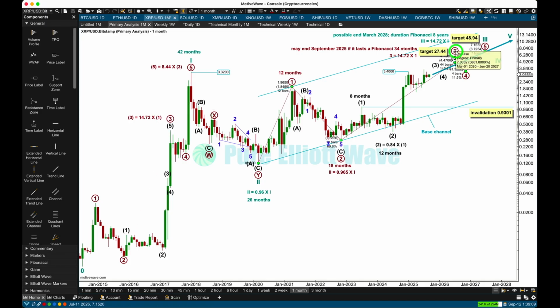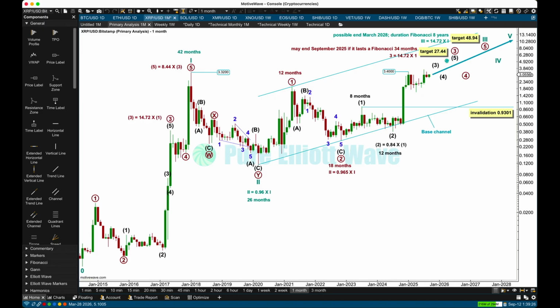My targets for primary 3 remain the same. 27.44 is calculated using 14.72. That's not a Fibonacci ratio, that's this ratio here. The length between primary 3 and primary 1 was 14.72. If we see that ratio again, then this primary 3 would reach 27.44.